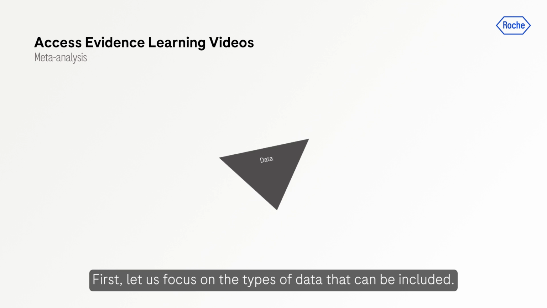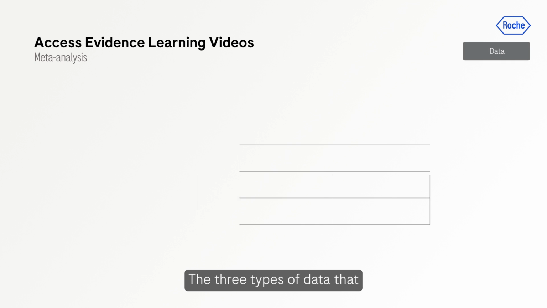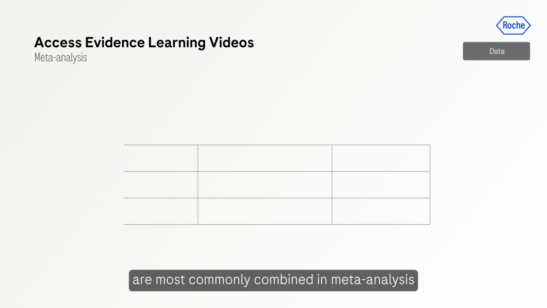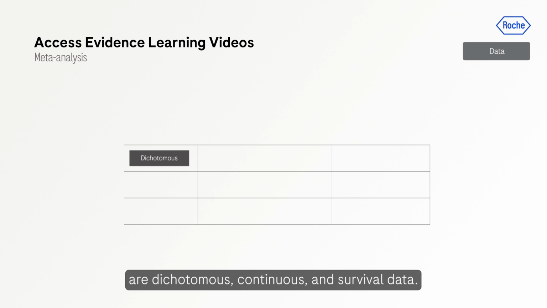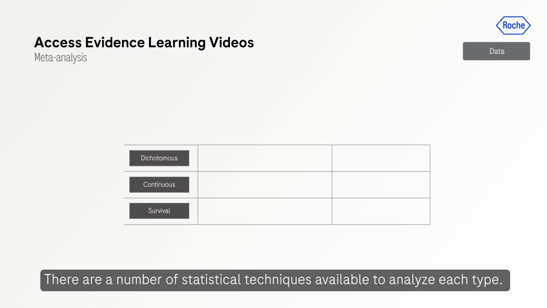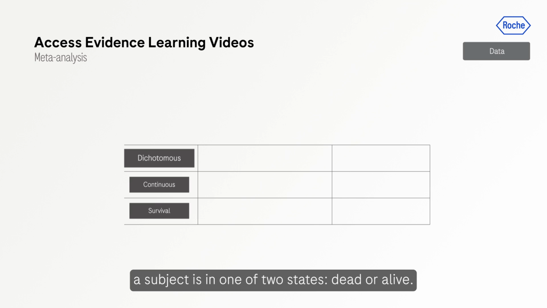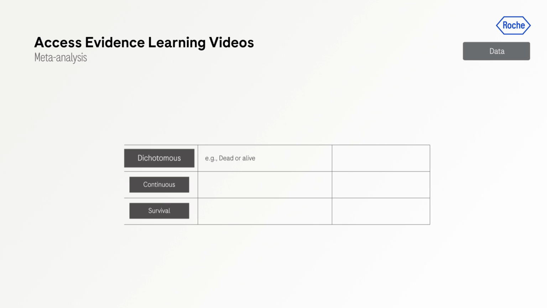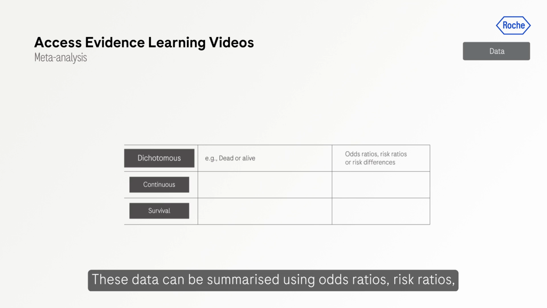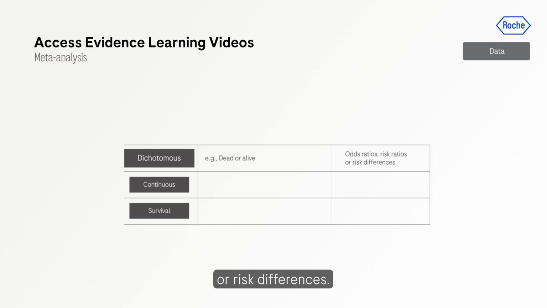First, let us focus on the types of data that can be included. The 3 types of data that are most commonly combined in meta-analyses are dichotomous, continuous, and survival data. There are a number of statistical techniques available to analyze each type. With dichotomous or binary data, a subject is in one of 2 states, dead or alive. These data can be summarized using odds ratios, risk ratios, or risk differences.